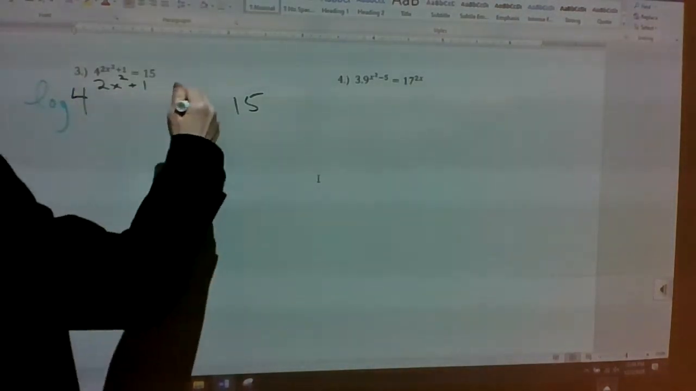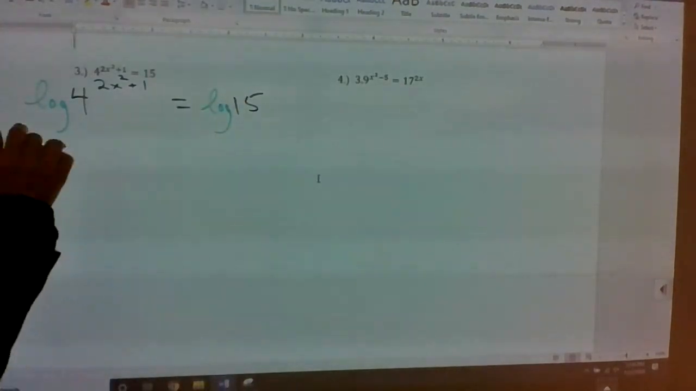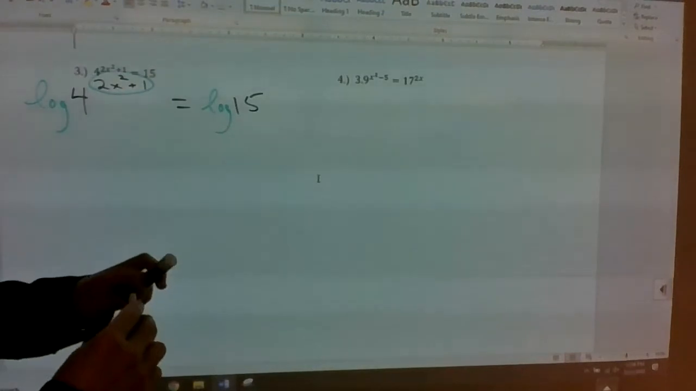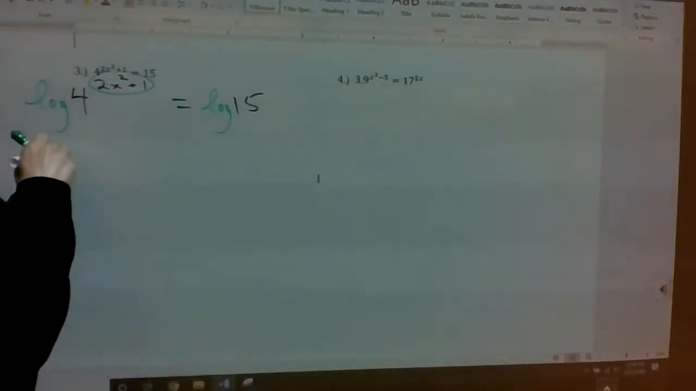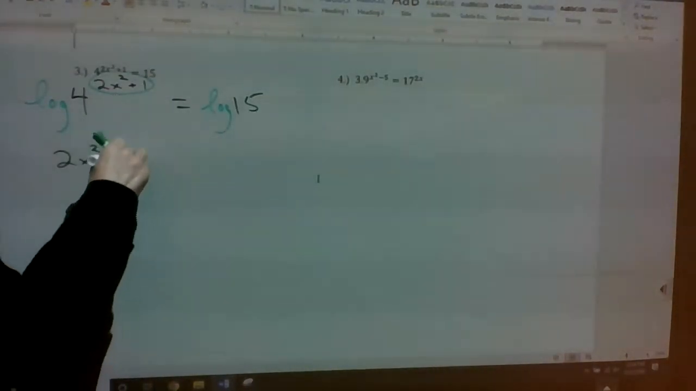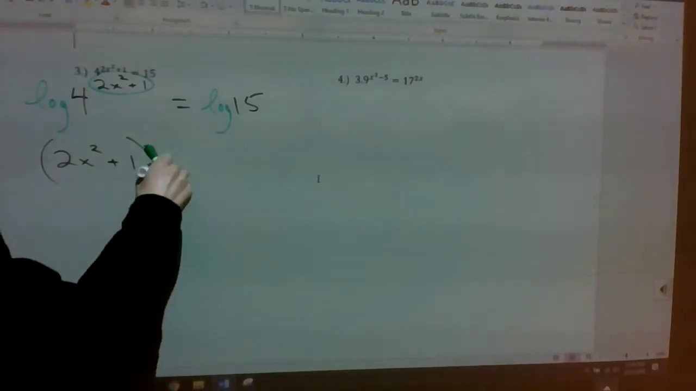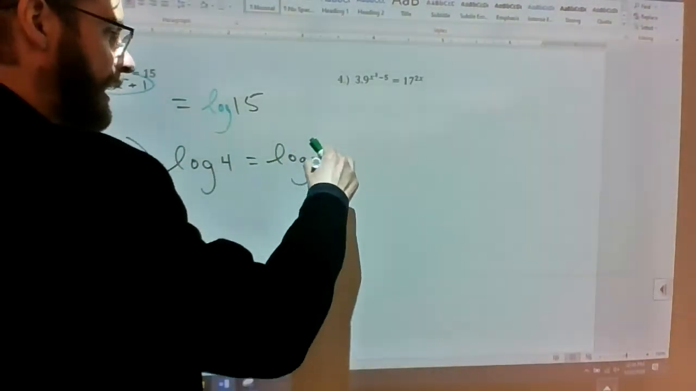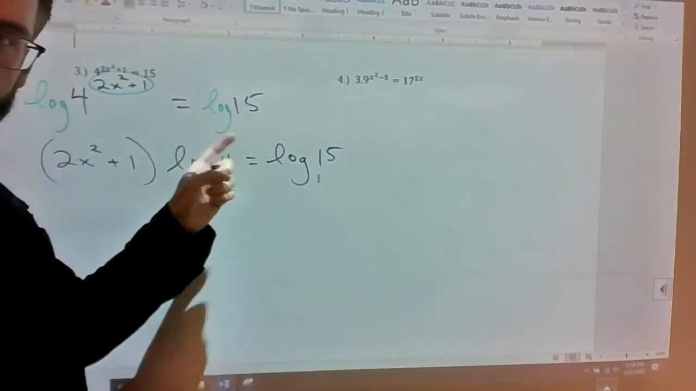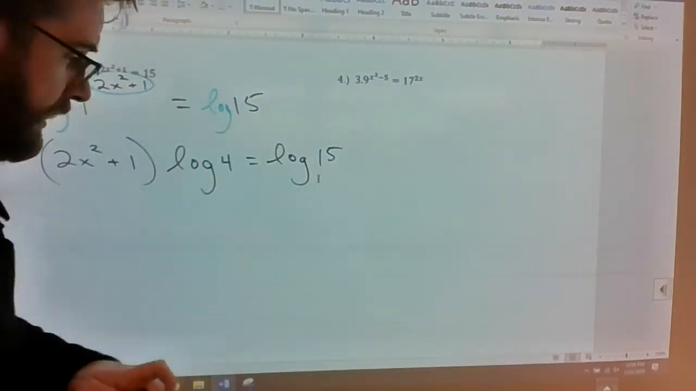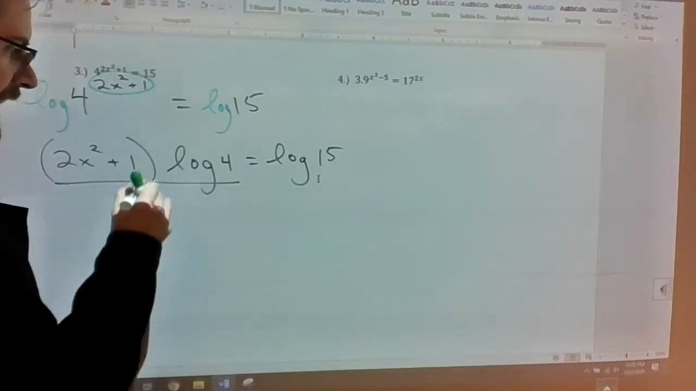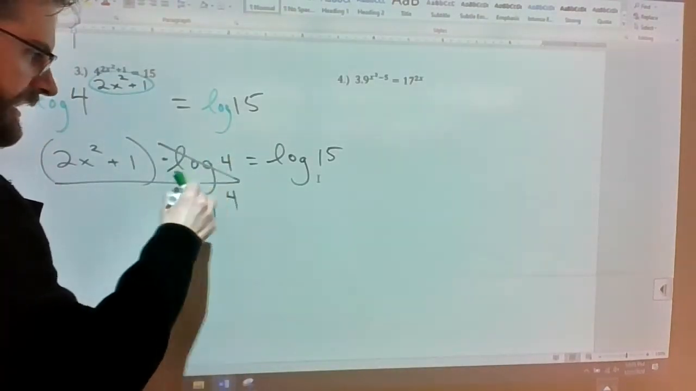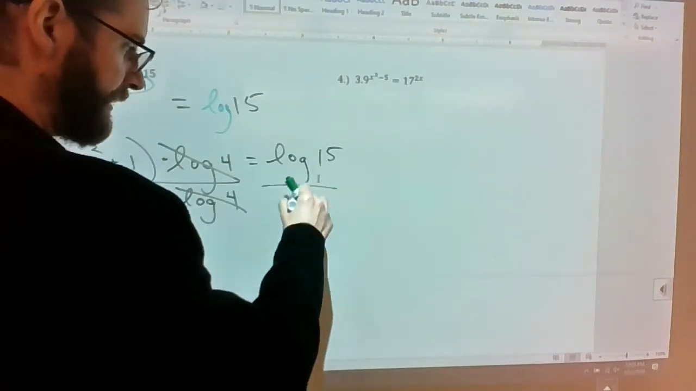Log the left, log the right. That gets rid of the 2x squared plus 1 as an exponent and converts it to a coefficient: 2x squared plus 1 times log of 4. Now, I'm noticing there's no x's on the right-hand side. So if you want a quick shortcut here, dividing by log of 4 gets rid of it on the right or on the left.